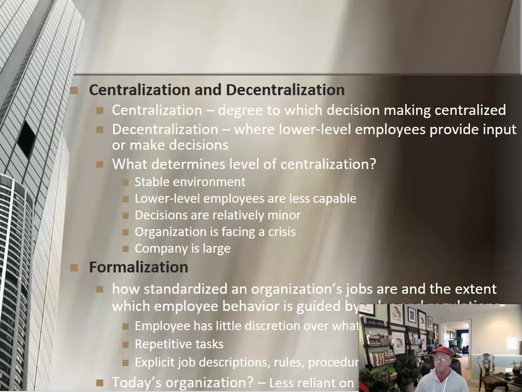Ritz-Carlton, which is a very, very famous chain of hotels, wants their employees, no matter who they are or who they report to, to be able to solve problems. They empower their employees to do whatever it takes to make sure a guest is treated well. So it's very decentralized. A person doesn't need to go to their supervisor to make a decision if they feel that they can resolve an issue that a customer has.